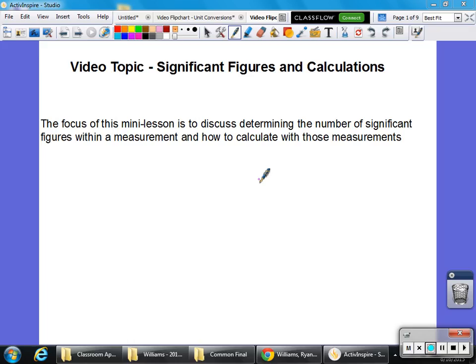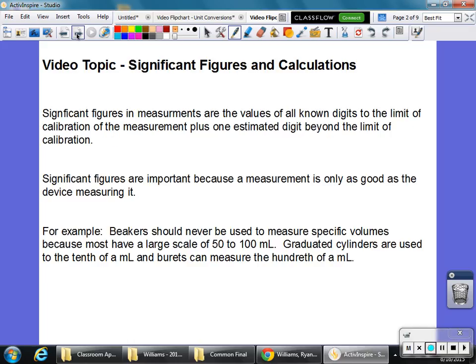And what we want to make sure that we first understand is what a significant figure actually is. Remember, significant figures in measurements are the values of the known digits to the limit of the calibration of the measurement plus one estimated digit beyond that limit of calibration. That's the digit that's normally forgotten when taking measurements.